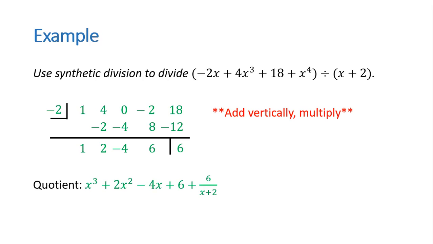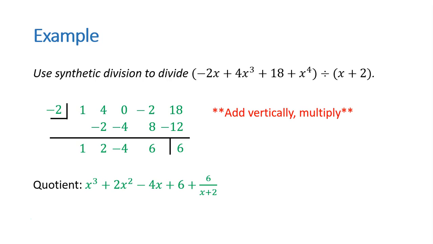So my quotient, again, is going to be 1 degree less than my dividend. So my dividend, the degree was 4. It was an x to the 4th polynomial. So that means my quotient is going to start at x cubed. And the numbers that I have below the horizontal line give me the coefficients for each of the individual terms in my quotient, with that x cubed being my starting point. So I have x cubed plus 2x squared minus 4x plus 6.